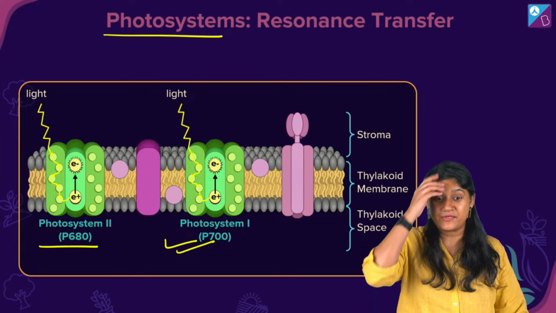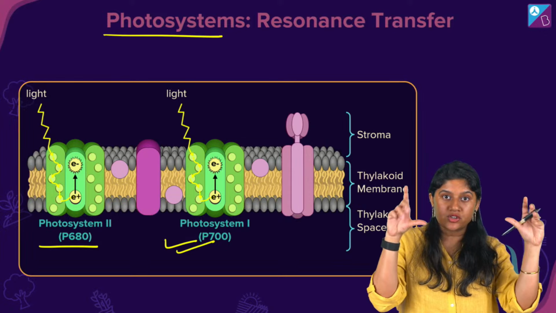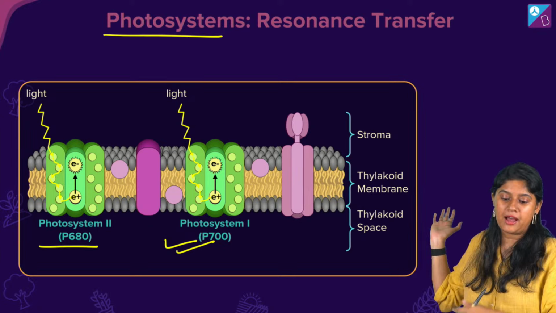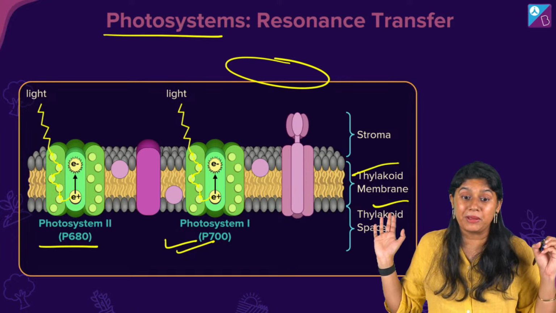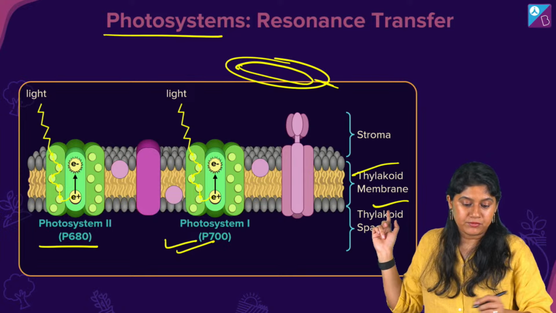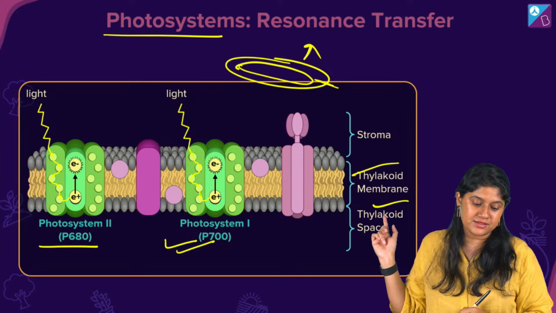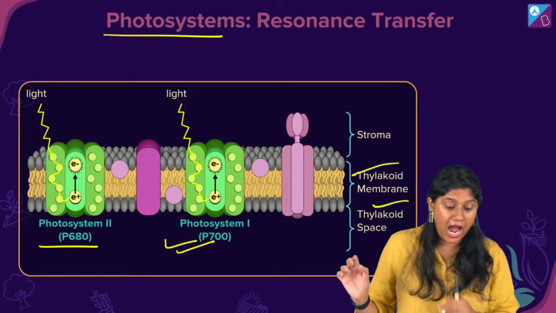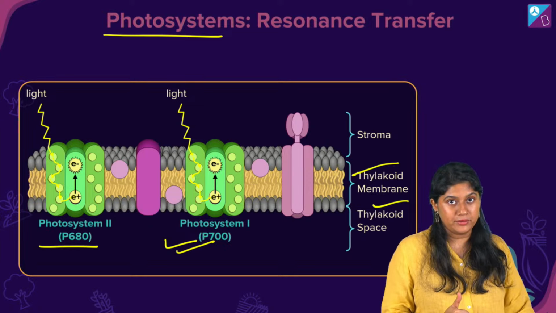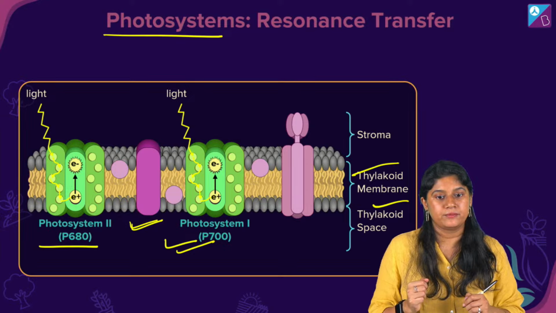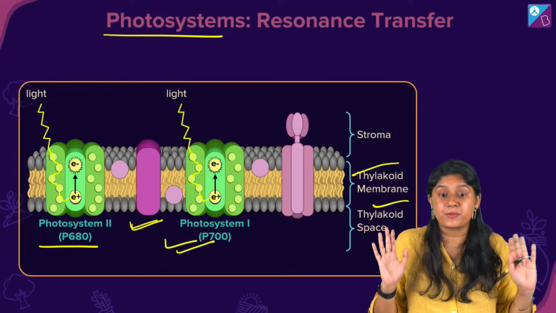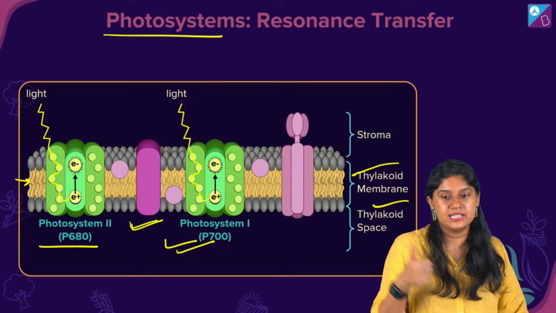Easy peasy. Now what we have here is a structure. Not exactly the structure, but for us to understand better, we have these labelings. This is the thylakoid membrane of the chloroplast. Outside, we have the stroma, and inside we have the thylakoid space, the lumen. Now it is very important to understand that PS1 and PS2 are present on the membrane of the thylakoid. It is clearly visible where these are present: at the thylakoid membrane. Easy peasy. We are sorted with this.